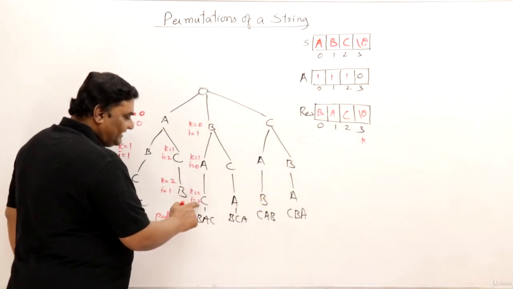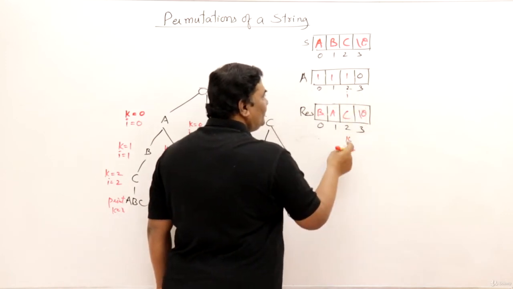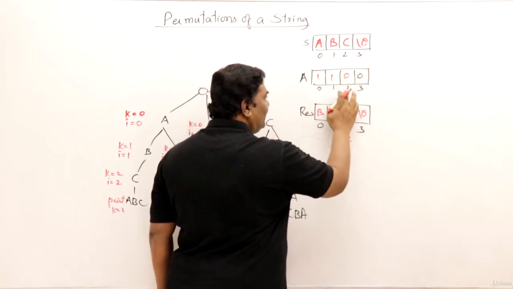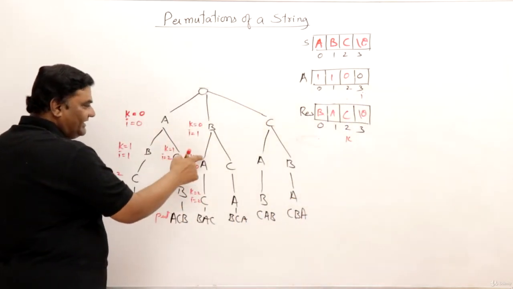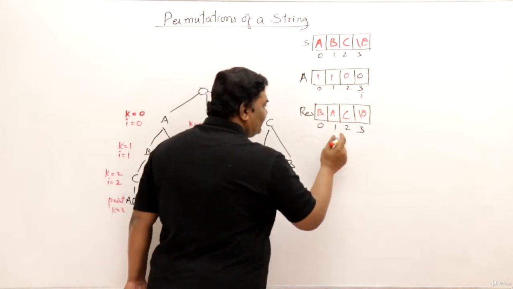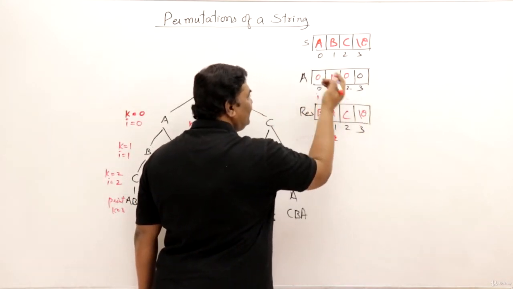Go back where K was and I was. K and I both were at 2, so this is 2. Then what to do? Whenever you are going back, make it 0 and continue. So there is nothing, so again go back. K is at 1 and I is at 0. What to do? Make it 0 and continue.